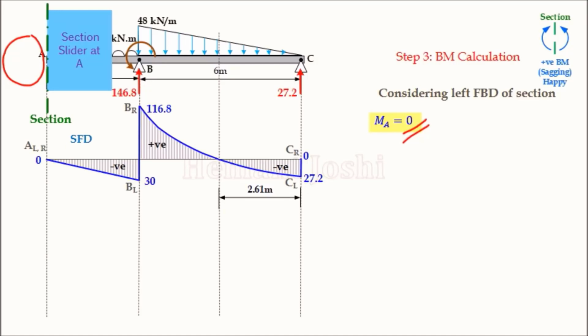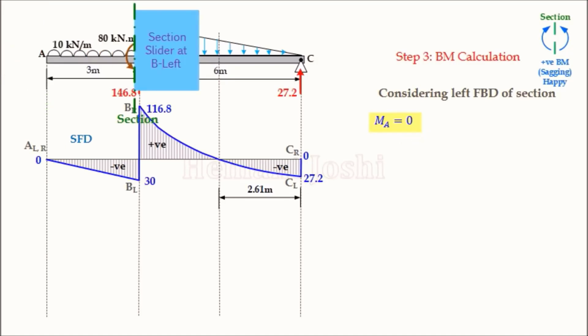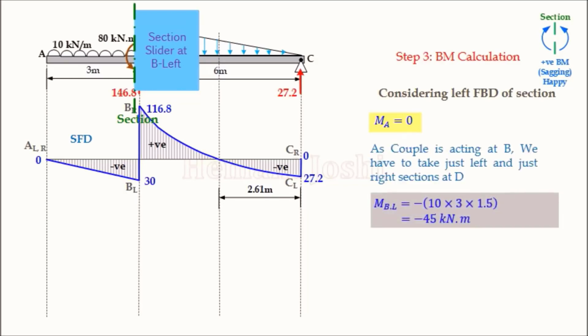Let's move ahead to point B, and we know at B there is a couple, so left and right sections are necessary. First, bending moment at B just left. Considering this particular FBD, force intensity is 10 and distance is 3. So 10 into 3 is the total UDL acting at the midpoint. This distance is half of 3, that is 1.5. So the bending moment is written there. The sign is hogging, so negative. So bending moment at B left is minus 45 kilonewton meter.